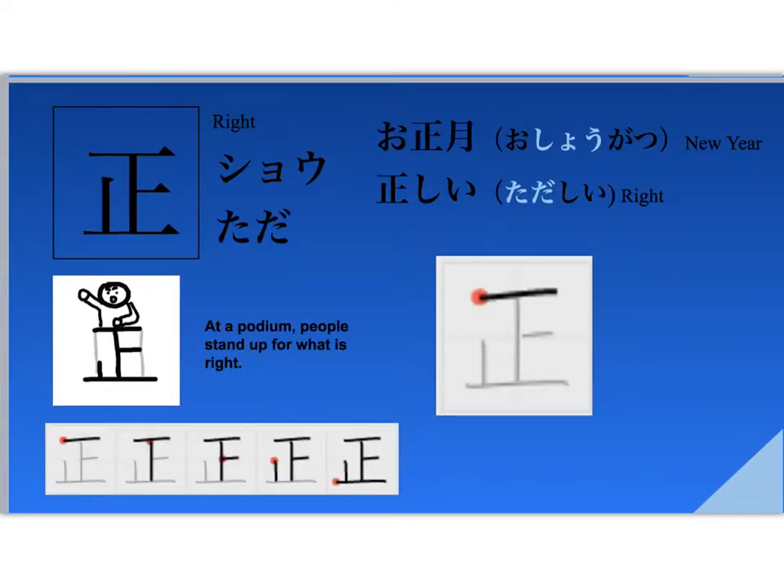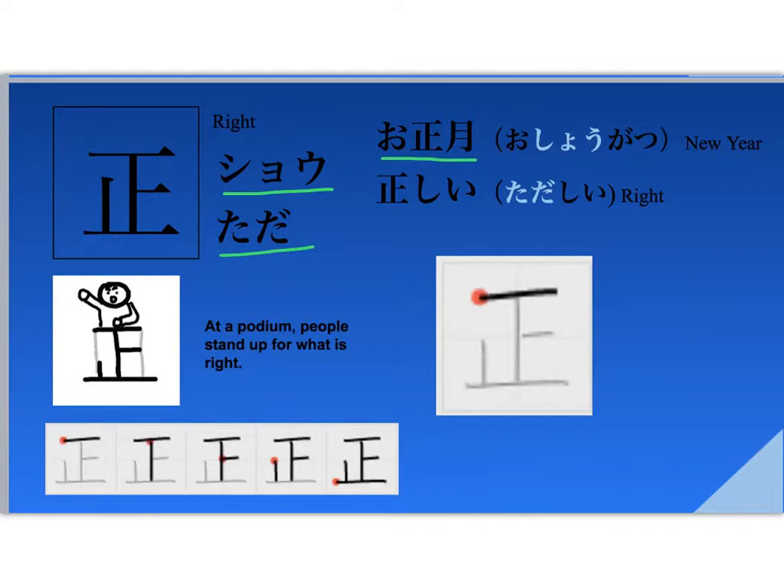This kanji is also quite easy. The Japanese reading, the kunyomi, is tada, and the Chinese reading is shou. Notice that whenever we have long vowels, it's always in the Chinese reading. So here's a combination right here we'd see this in.